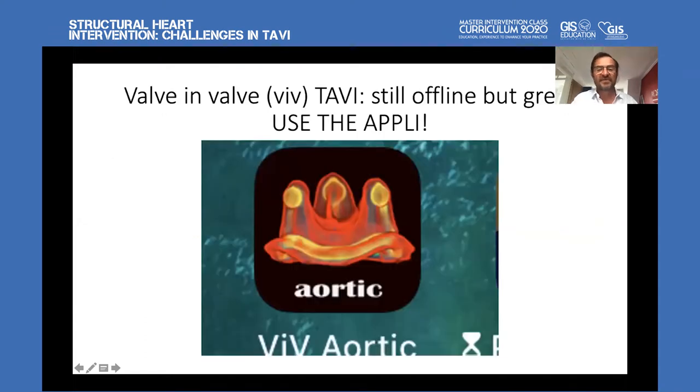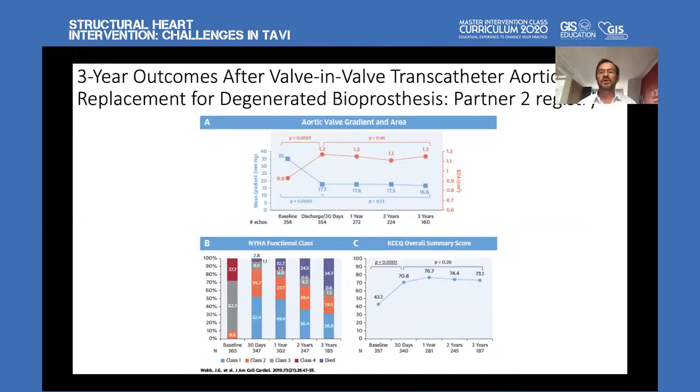So valve-in-valve is still off-label, but it is a great challenge and also gives great results. And I would recommend using this app. I have no interest in it, but you have a lot of detail to know which prosthesis you are dealing with before starting. Webb published in the JACC the PARTNER 2 registry with the Edwards valve, showing very good results in terms of the gradient, in terms of the area, and in terms of the functional follow-up.